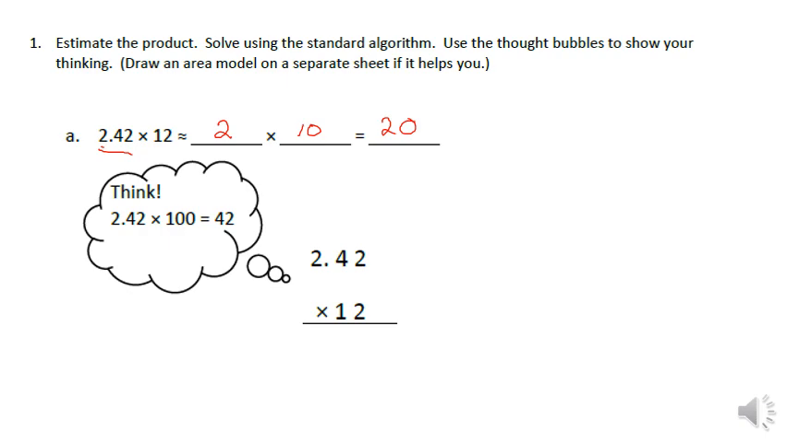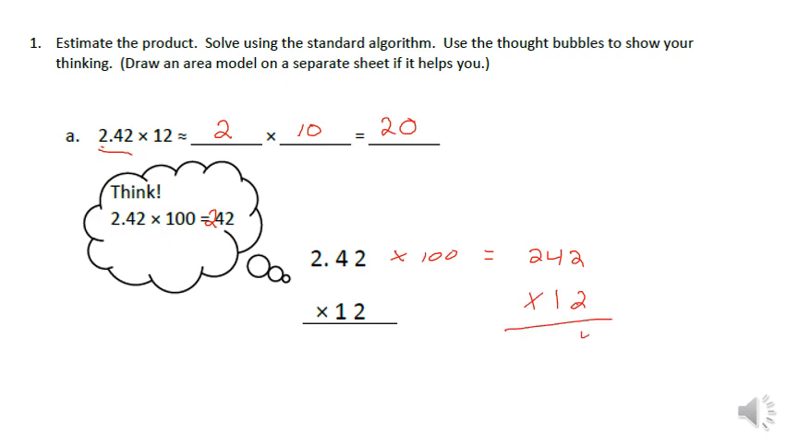Now the little bubble here says think. 2 and 42 hundredths times 100 equals, should be 242. Now, the reason they're doing this is, the way I talked to you before, that in order to get rid of the decimal, we would multiply by 100 because we want to move the decimal 2 place values. And that would make this 242.